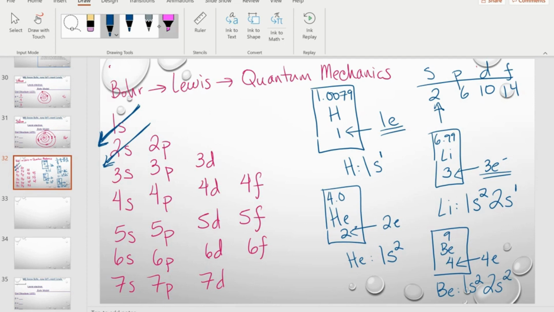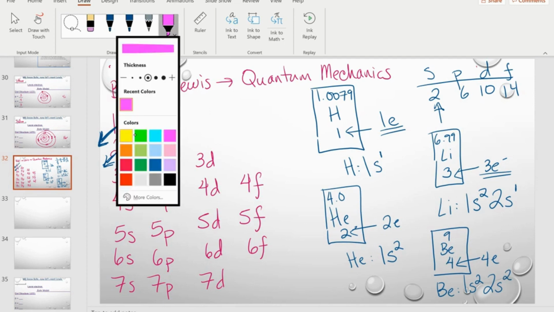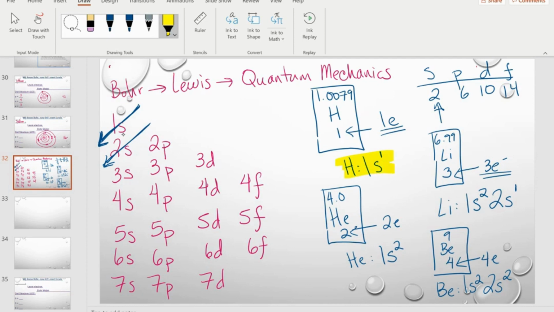So we have now done the electron configuration for 4 different elements. Okay, we're going to do more complex ones on the next video.